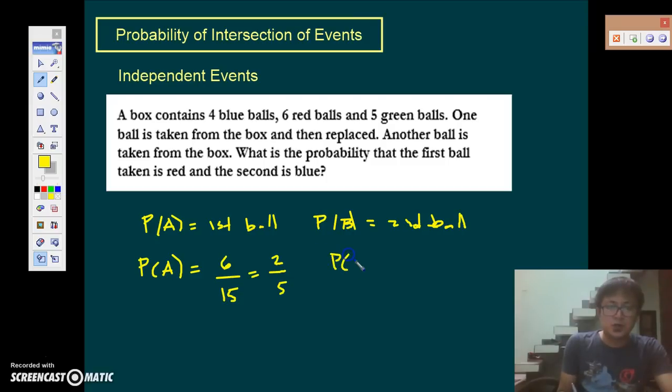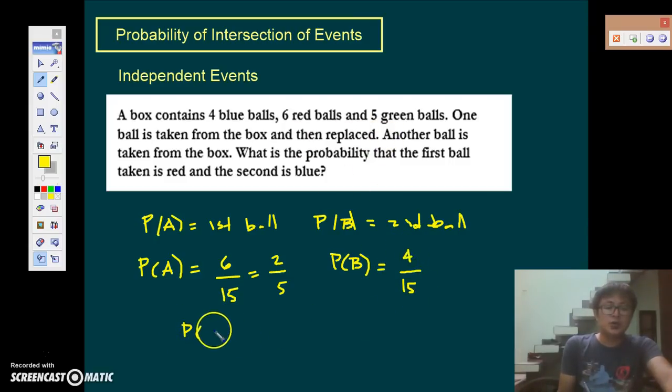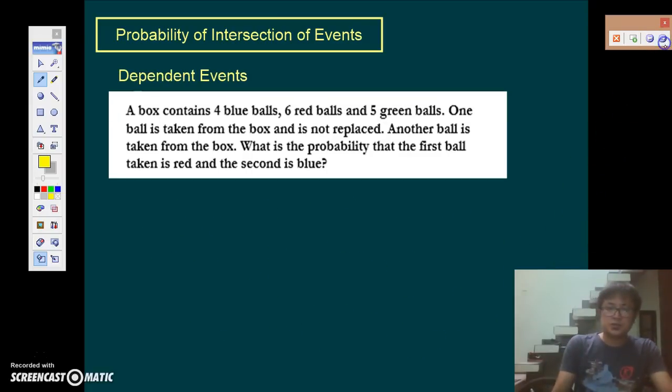Now, what is the probability of taking the second ball as blue? Remember that the red ball will be put back into the box again. Therefore, the total number is still 15. So the probability that it will be blue would be 4 over 15. So the probability of the two events happening in succession, A intersection B, is simply 2/5 for the first ball and then 4 over 15 for the second ball. So this will give us 8 over 75. That's it.